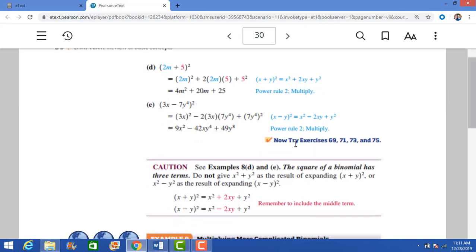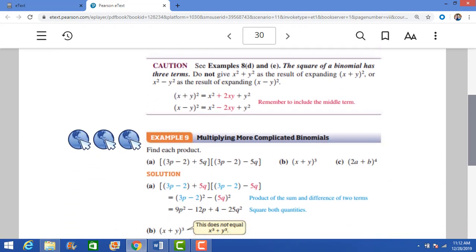Okay, now in example 8D and E, the square of a binomial has 3 terms. Okay, do not give this as a result of expanding this. Okay? You have to be able to combine like terms. Okay? So you can't just leave it as expanded form. Okay? So this is equal to this. This will equal this. Okay? So remember to add the middle term.